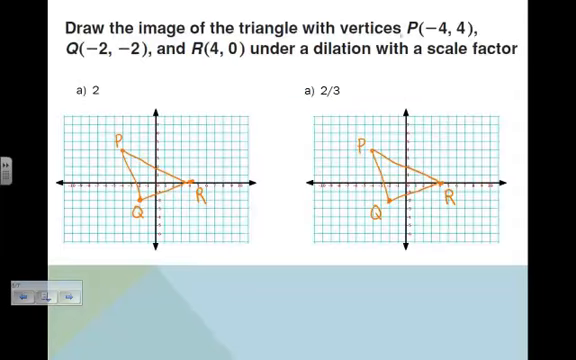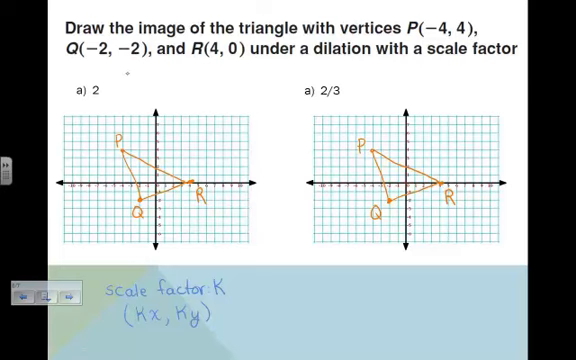Okay, so for this one, I have PQR already drawn with the coordinates (-4, 4), (-2, -2), and (4, 0). Now I'm going to multiply them by a scale factor of 2 for part A. To multiply them by a scale factor of 2 just means multiply x and y by 2. If you have a scale factor of k, then your new points would just be kx and ky.